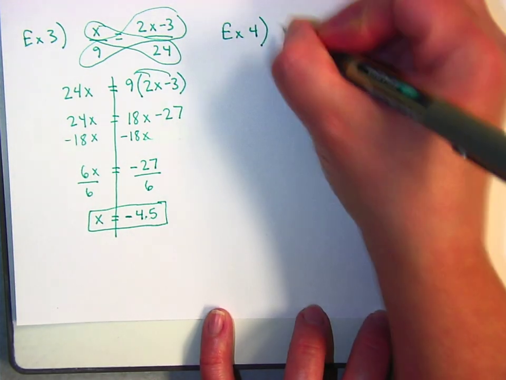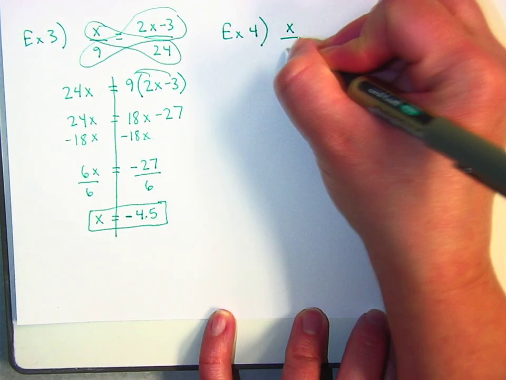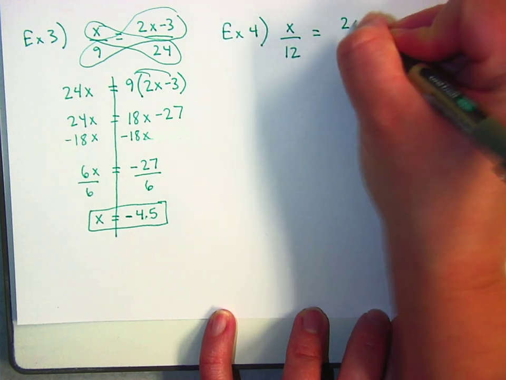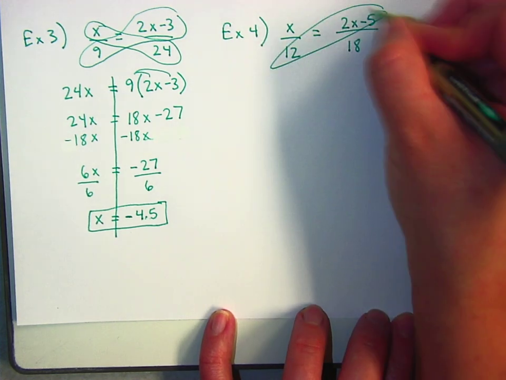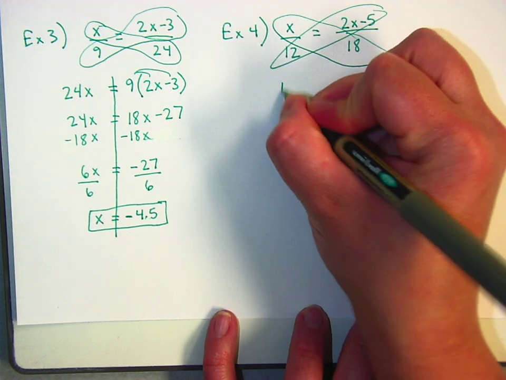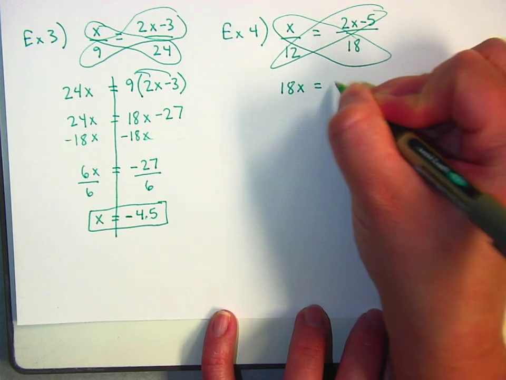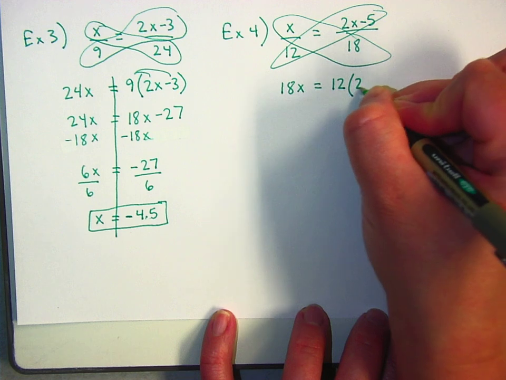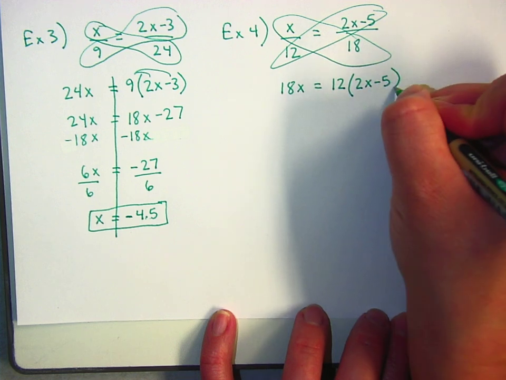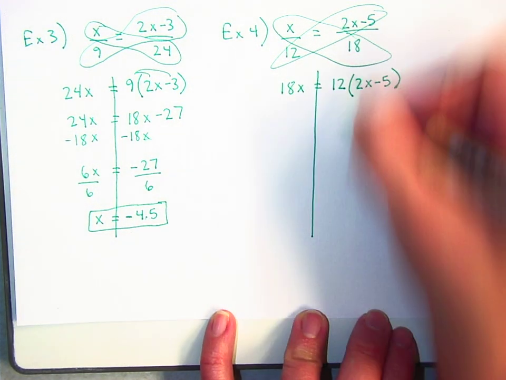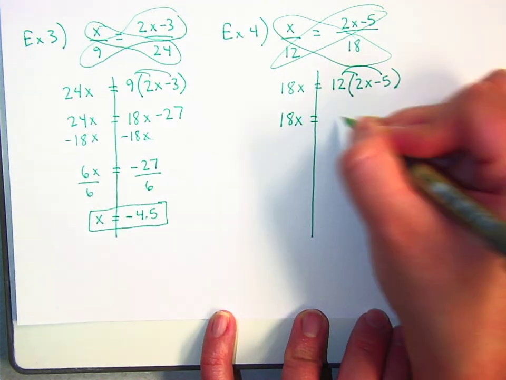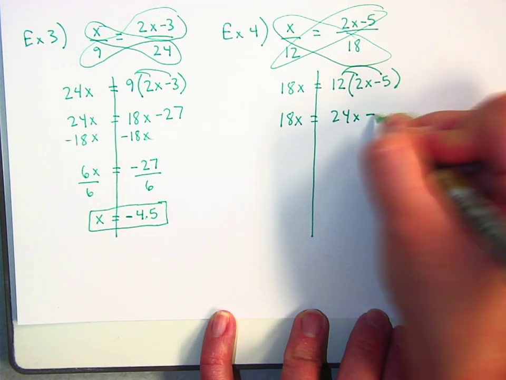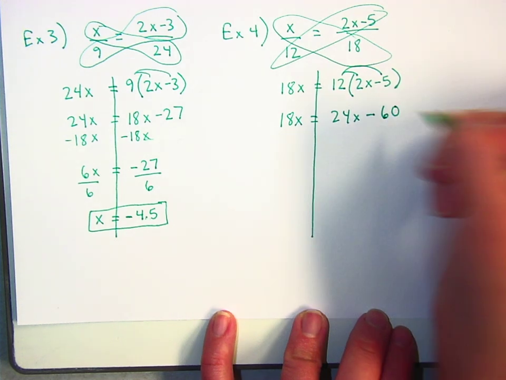And then the last example is x over 12 equals 2x minus 5 over 18. One more time, cross multiplication, that's 18x equals 12 times, in parentheses, 2x minus 5. Distribute that 12. 18x equals 24x minus 60.